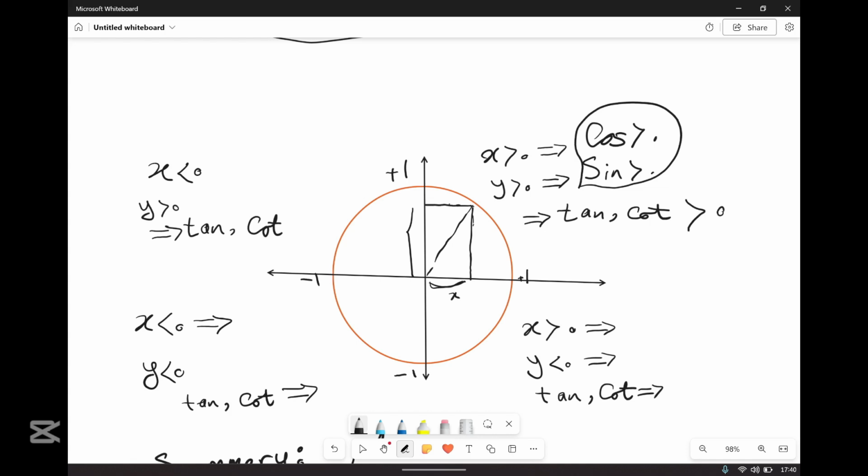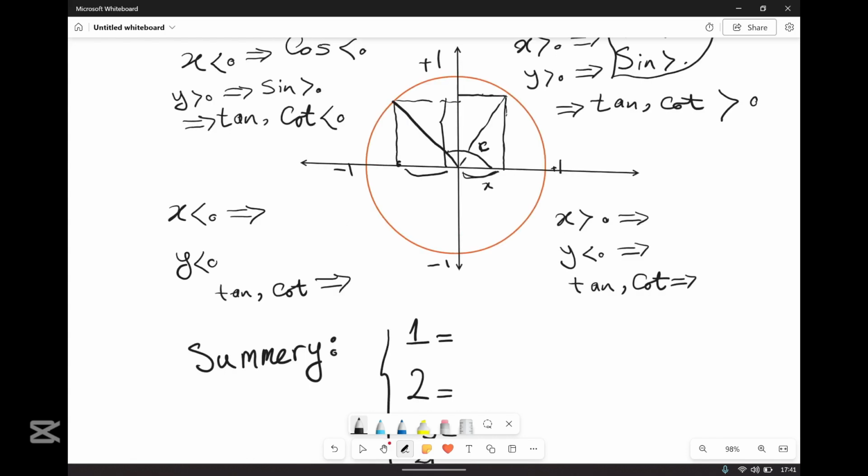But in the second quadrant, you consider this angle, for example, C. When you put it in, y is positive, that means sine is positive. But x is minus, and therefore cosine is negative. For the tangent and cotangent, one of them is negative, therefore the fraction is negative.